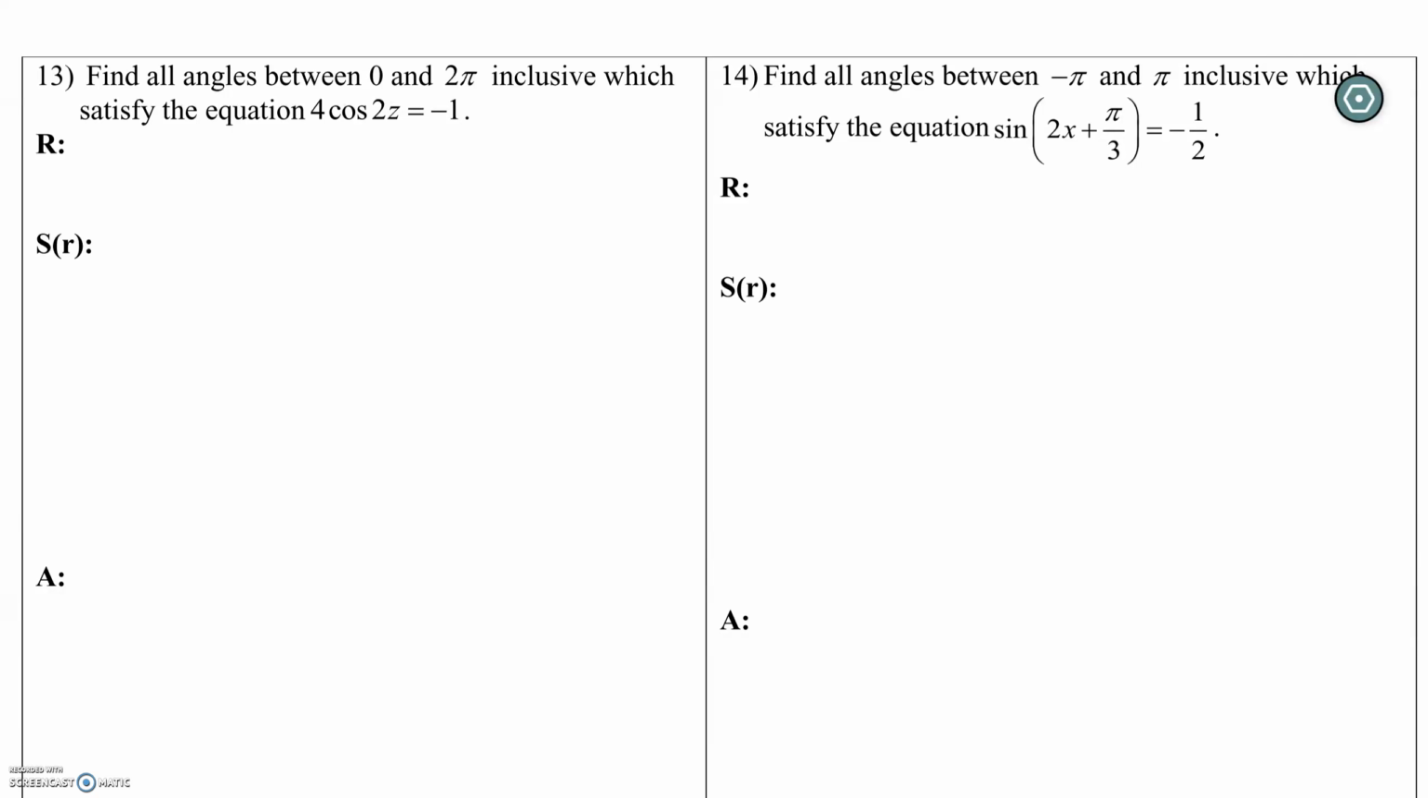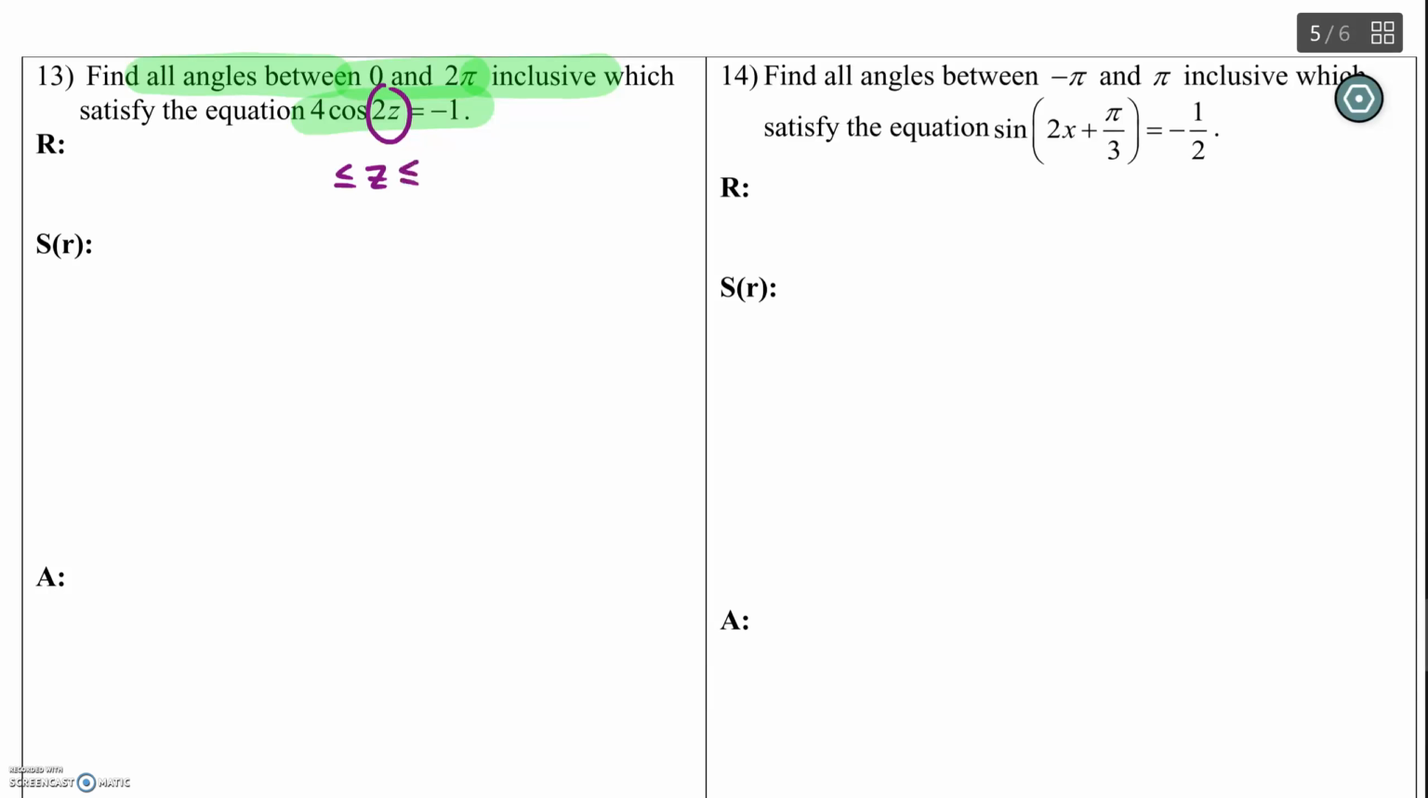Question 13. Find all angles between 0 and 2 pi, inclusive, underline the keyword inclusive, which satisfy the equation 4 cosine 2z equals -1. Circle 2z. So we want to find all the angles.